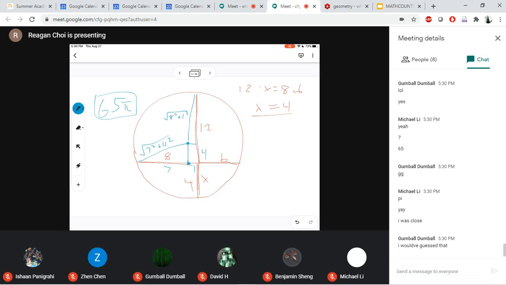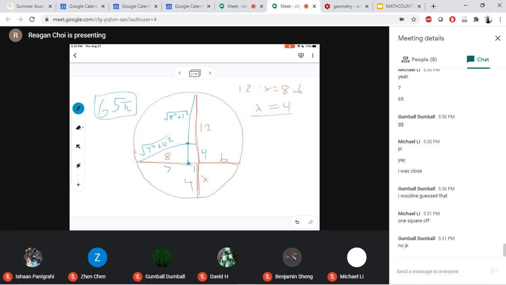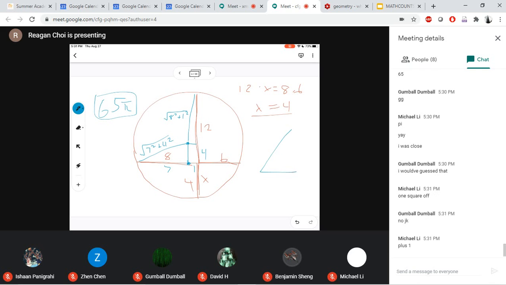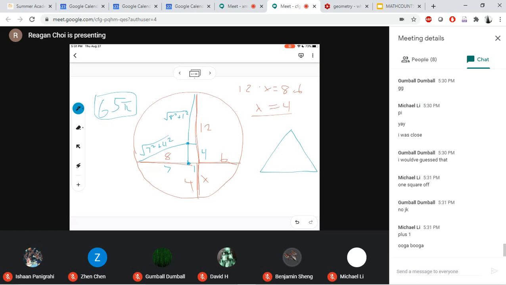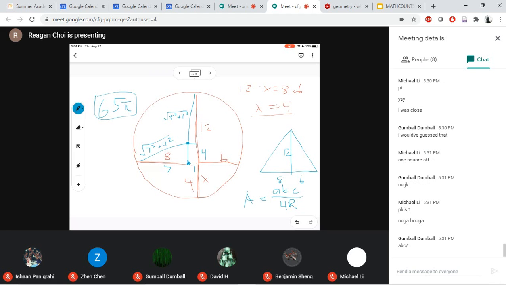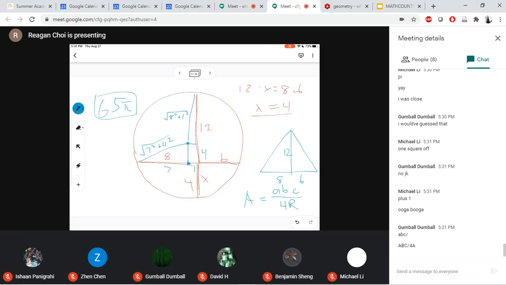So another solution we saw, I guess we won't go over too much, was the circumcenter of a triangle. If you consider this as a triangle and you find the circumradius, you can do that. It's 8, 6, 12. The formula is the area is the product of the side lengths over 4 times the circumradius. Or you can flip the radius and area if you want. Yeah, you can put R equals abc over 4A.